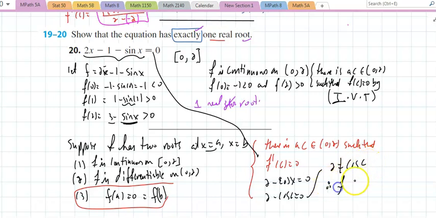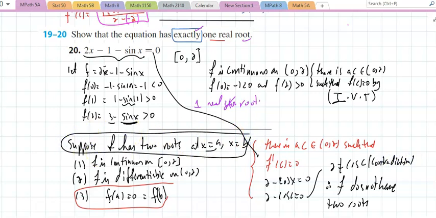Therefore, f does not have two roots. If there is a contradiction, that means your original assumption is false. The contradiction negates this. Well, I've shown there's one solution and there cannot be two solutions, so therefore there's only one solution.